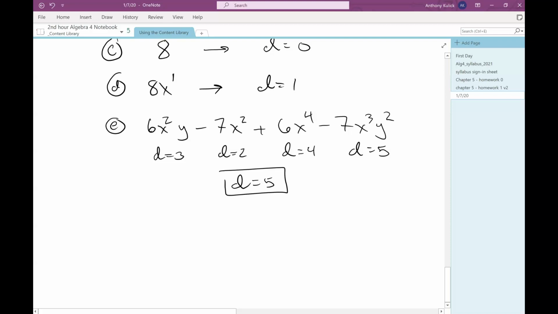Everybody happy with this idea? Super important concept. It's really simple, but we'll use it a lot. There's a lot of things that we do that depend on degree later on, so it's really important that we're able to find the degree of a polynomial. But it's not complicated, right? You're just kind of using your eyes. So that's nice. Next piece is the leading coefficient.